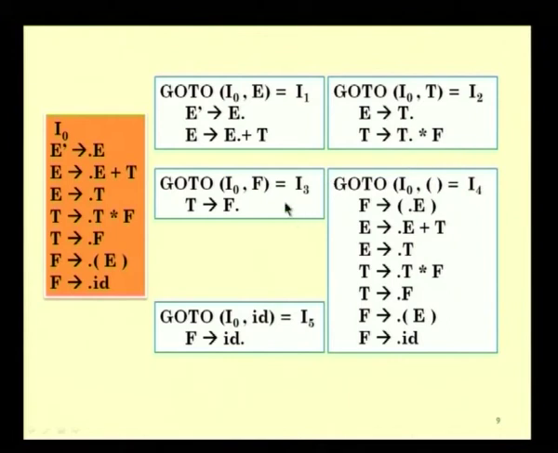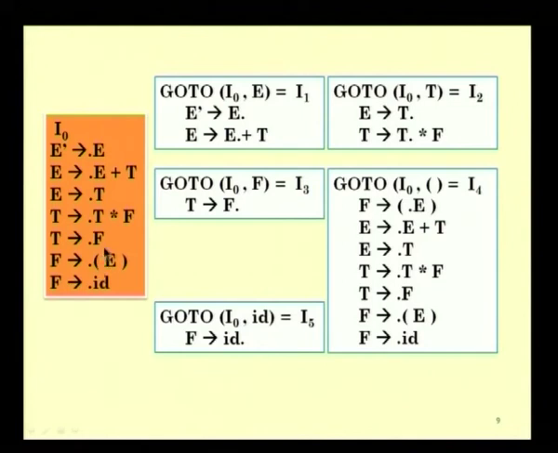And the next one is computing the transition of F. When you go for the transition for F, there is only one item from where the transition for F could be computed, which is T derives F dot, and the closure of this is also empty because dot is already on the extreme end of the right hand side. That is about I3.